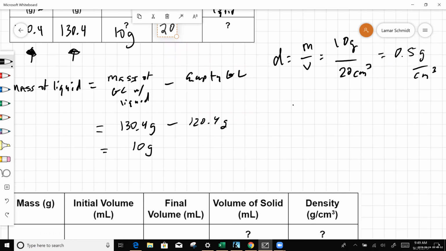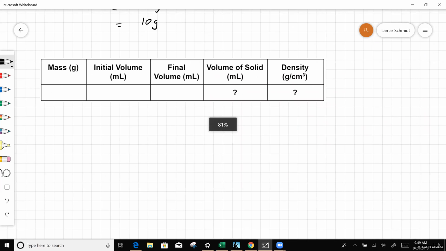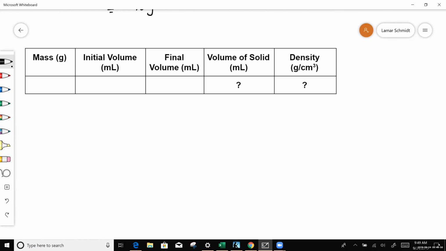Okay, so let's go to another scenario. I already have these data tables made. This is really nice. And so here, we're going to make up some fictitious values for mass, initial volume, and final volume. By the way, before we start, what does the word initial mean? Yeah, it means at the beginning, or you can say when you start. You can say at the beginning, right?